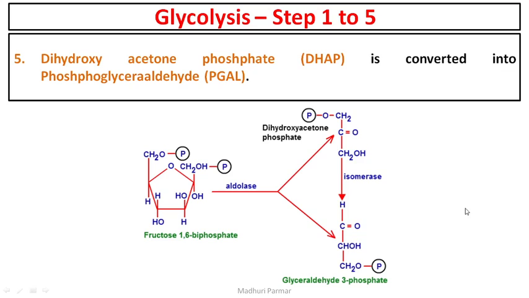So these are your first 5 steps, and during these first 5 steps there are 2 steps where ATP is used. Glucose to glucose 6-phosphate you used 1 ATP, and fructose 6-phosphate to fructose 1,6-bisphosphate you used 1 ATP.